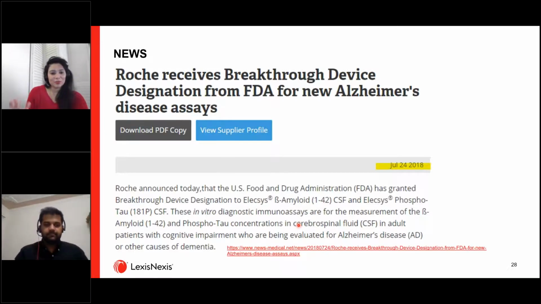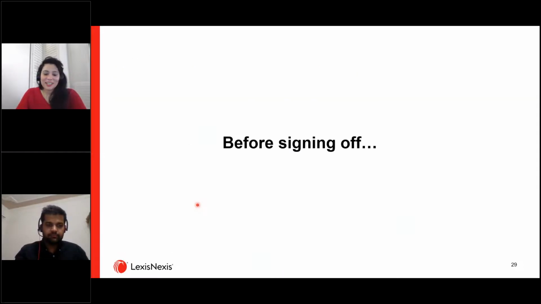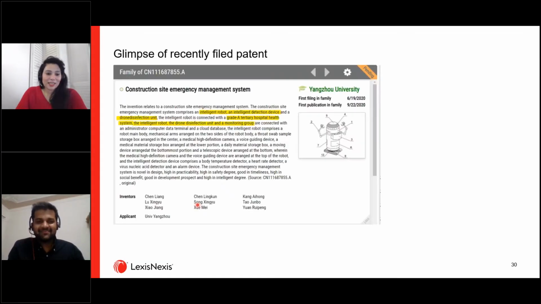So these are some of the interesting insights that we have. And before signing off, I would like to show you a fun patent as well. I don't mean fun as trivial, but a fun that is definitely something that can pique our interest.